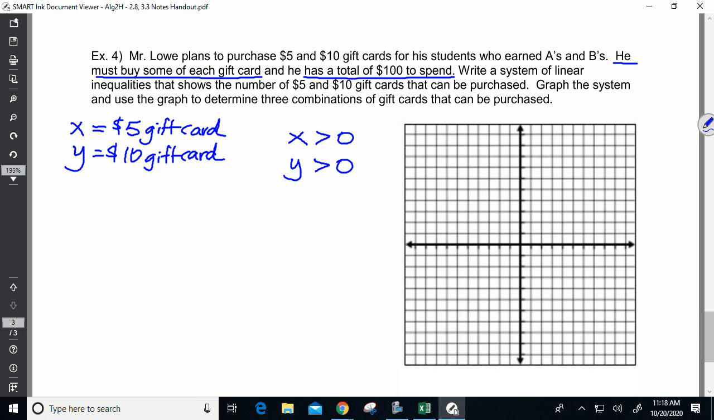And I have a total of $100 to spend. So, a $5 gift card is $5. A $10 gift card is $10. And I have a total of $100 to spend. So, 5x plus 10y has to be less than or equal to 100. So I've used all my information. Any questions so far?